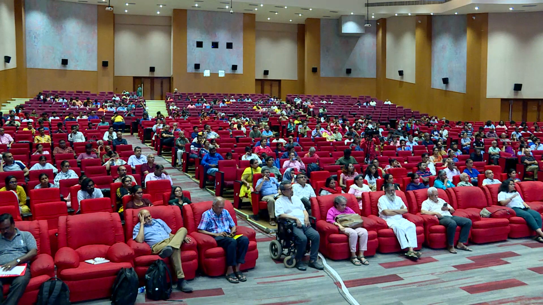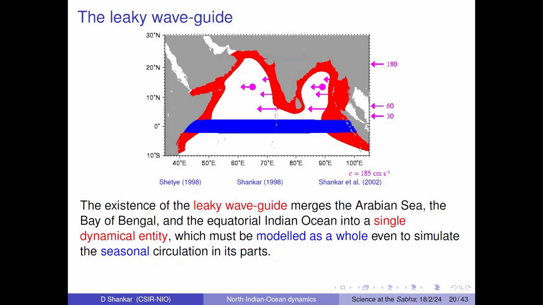I won't go into the details here, but you have a coastal waveguide, you have an equatorial waveguide, you have energy leaking from one to the other, you have these waves bouncing back and forth over the basin. What they do is to merge the entire basin into a single dynamical entity. So even if I want to simulate the current off Goa, and in shallow depths, as shallow as 10 to 20 meters, and at periods as short as 10 to 20 days, I end up having to simulate the entire basin.